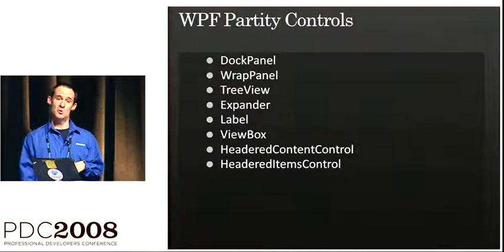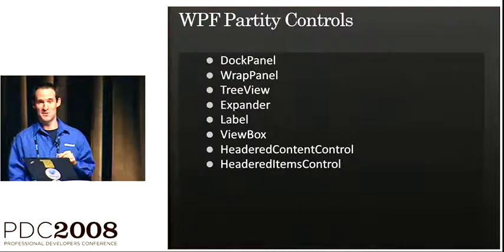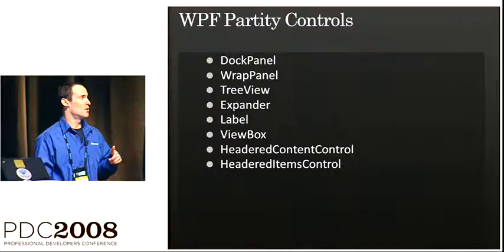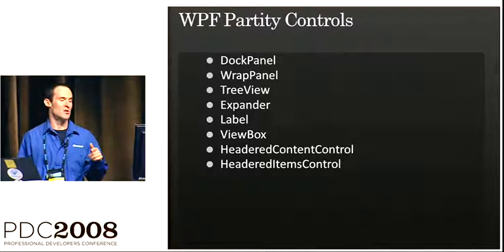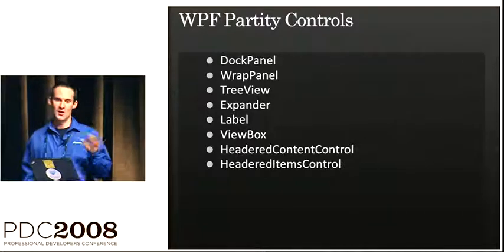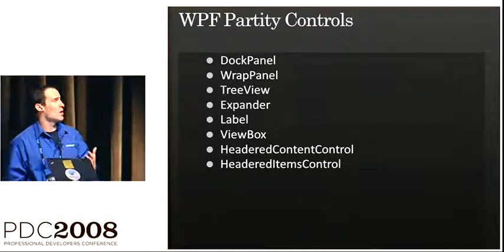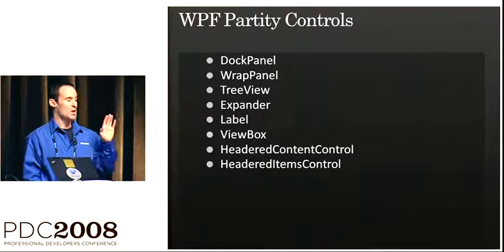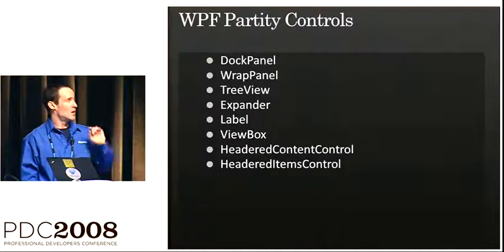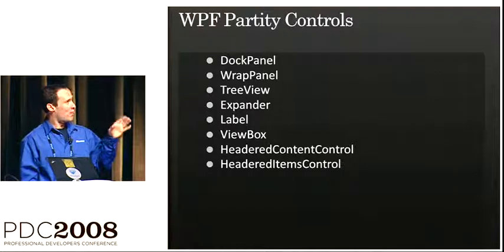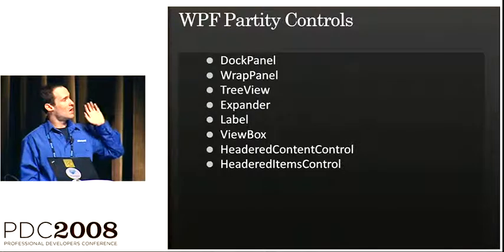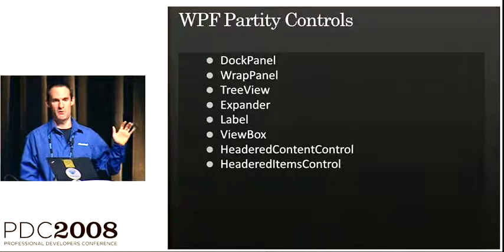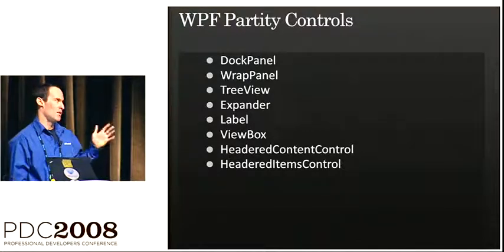I mentioned that some controls will make their way into the runtime, and I think some of these are probably good candidates for that. Dock panel, wrap panel, tree view, expander, label, view box, headed content control, and headed items control. These are controls, again, that are present in WPF. So one of the things that's really important to us is to make sure that there's the best possible compatibility between Silverlight and WPF. So for these components that are part of the WPF PDC control bucket, we did everything we can to make them exactly API compatible with the WPF version. So if you're used to those, that's what you get.